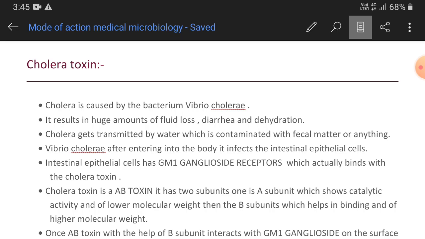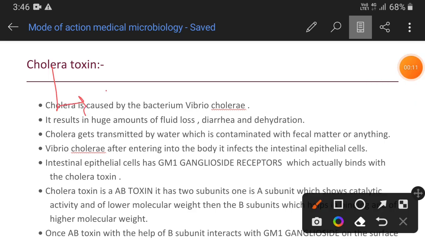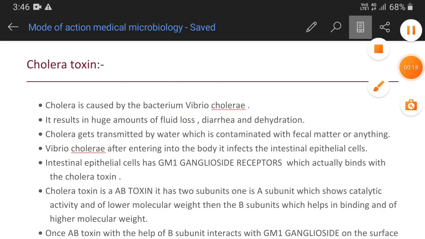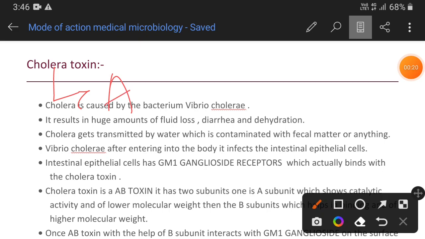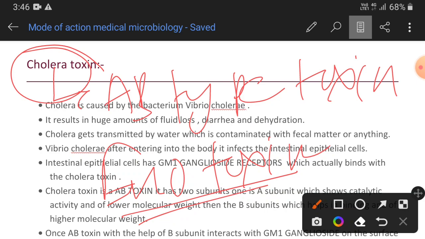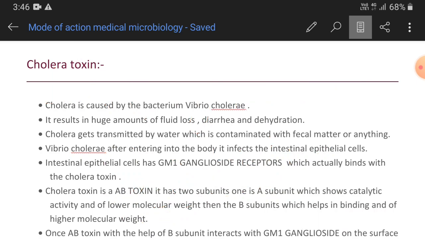So in this video tutorial we are going to revise our concept of cholera toxin. Cholera toxin is first of all secreted by Vibrio cholerae. Vibrio cholerae secretes cholera toxin, which is an AB type toxin. An important thing that you need to know is that it is also an exotoxin. This cholera toxin results in a huge amount of fluid loss, and as a result dehydration occurs.